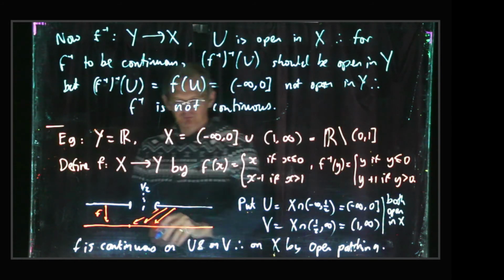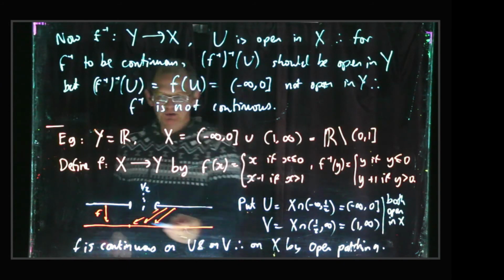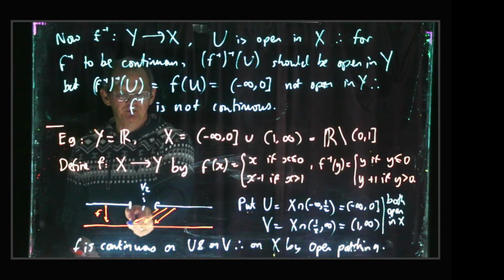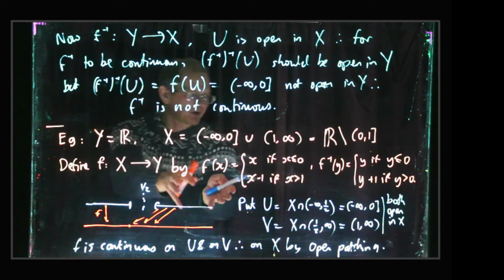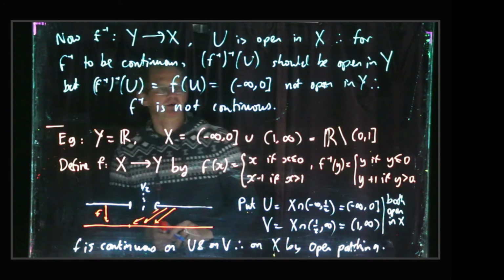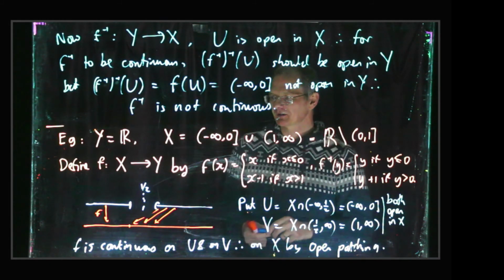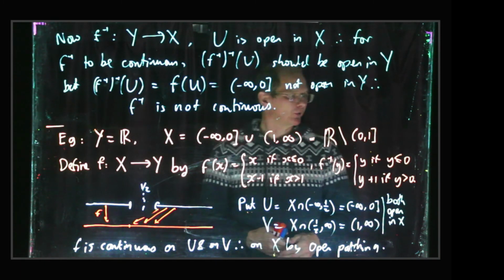Which is reasonably intuitive if you think about this here. f inverse is sort of splitting the real line apart at this point. Half of it stays to the left, half of it goes to the right, and so there's a kind of discontinuous jump there. So that's our standard example of a continuous bijection that's not a homeomorphism.